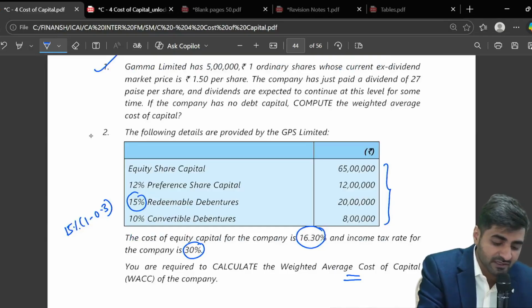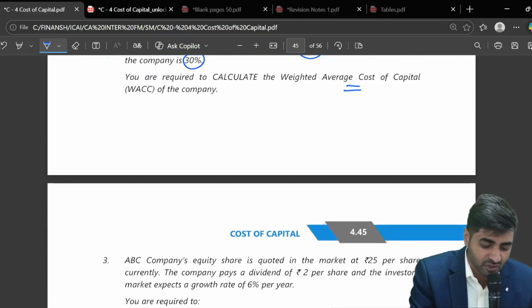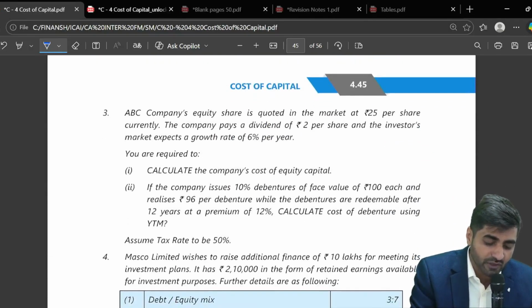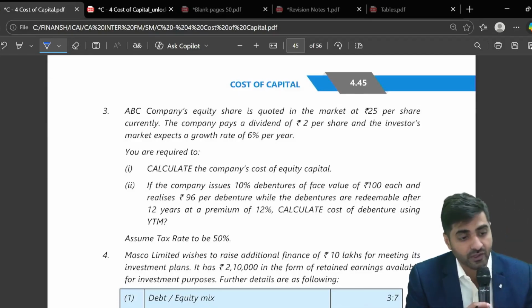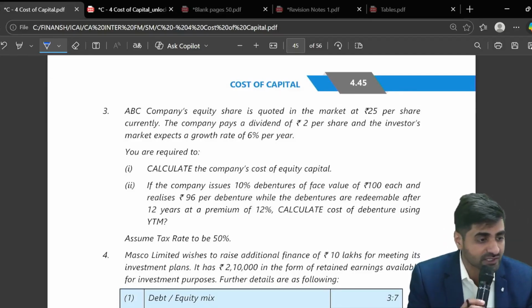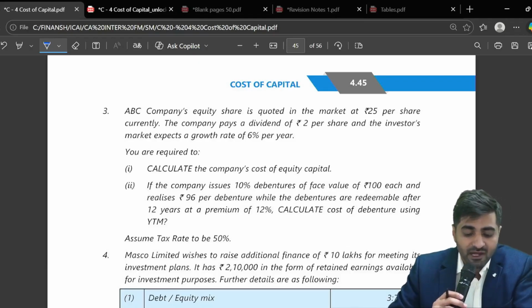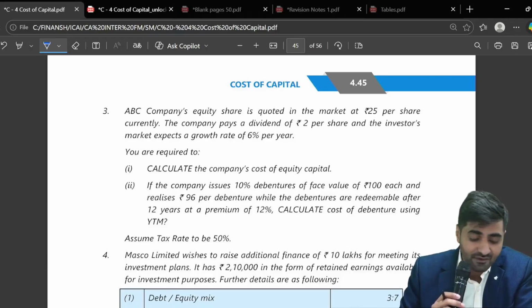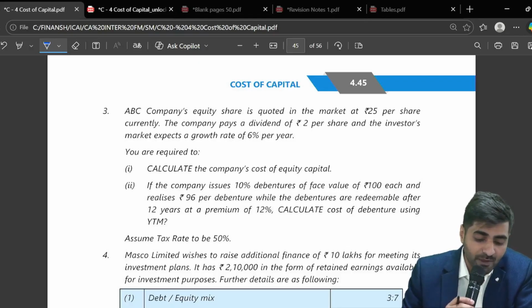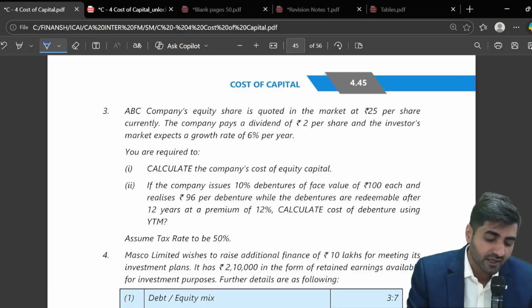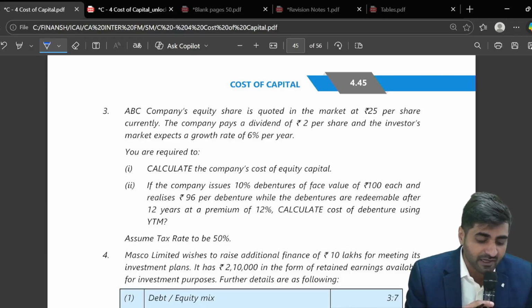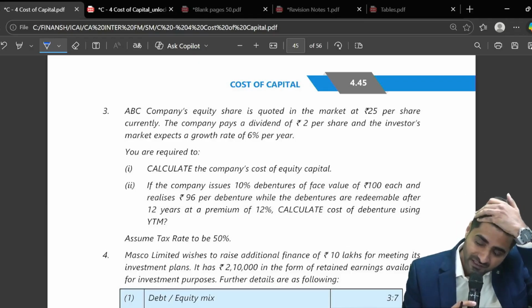So with this, my dear students, we are done with your question number 2. Now I want you to please come to your third question. See what's given to you in your question number 3. ABC's company equity share is quoted in the market at Rupees 25. And the company pays a dividend of rupees 2 per share. And the investors market expects growth rate of 6% per annum.